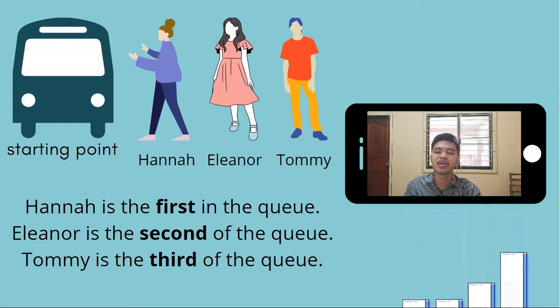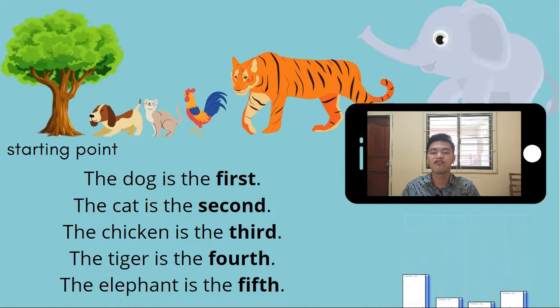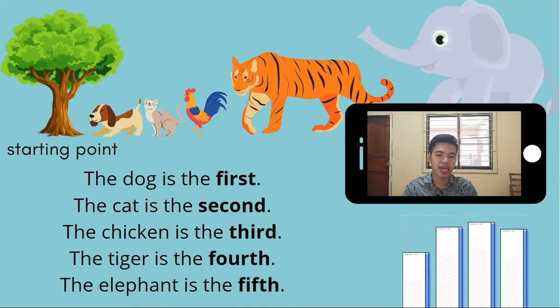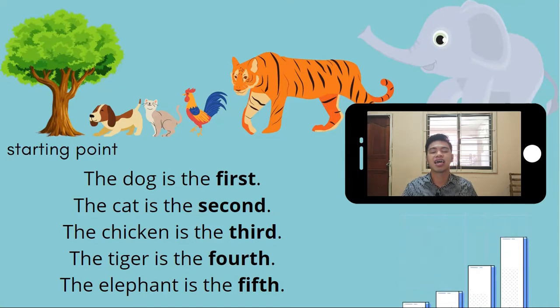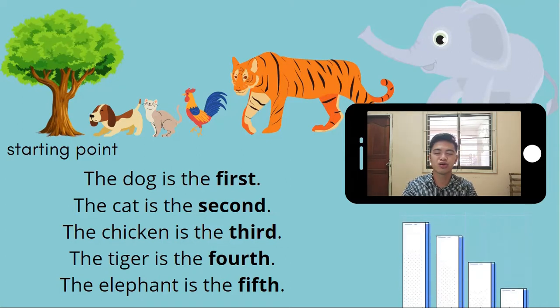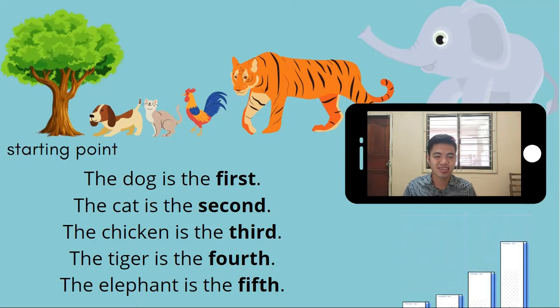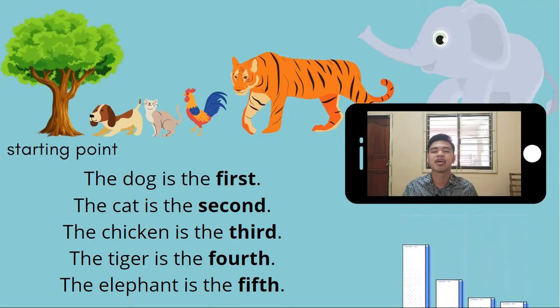Very good. So here there's a line of animals standing in front of the tree. So here the starting point is the tree. Okay, the tree is the starting point. As we can see in the line, the dog is the closest to the tree. Therefore, the dog is the first. Say it with me again. Say first. Okay, number one is first, okay?